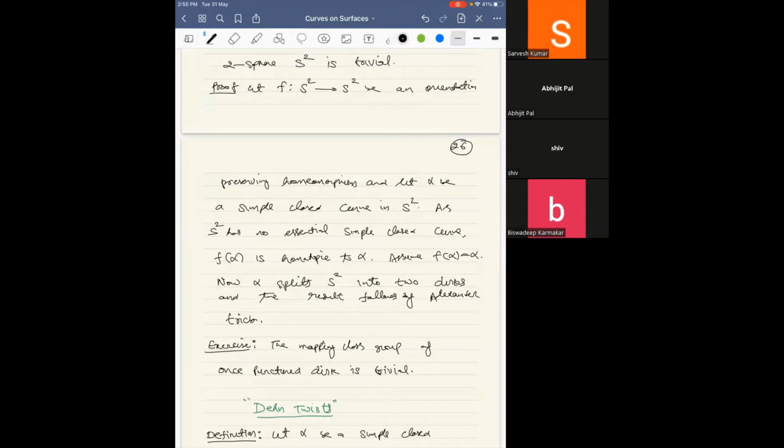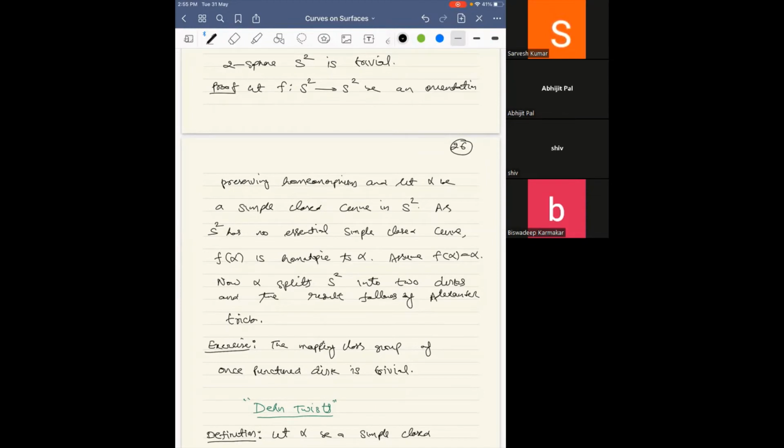No, my problem is applying the Alexander trick here. One has the homeomorphism that fixes the boundary pointwise, right? That's why we need it. Yes. So here you have taken f to be an orientation preserving homeomorphism, but we need the homeomorphism to fix alpha pointwise, and after that we can apply the Alexander trick.